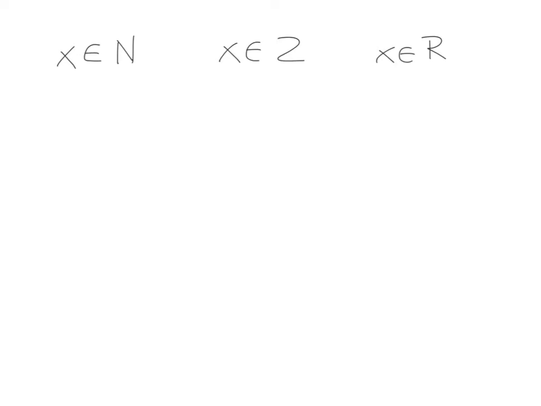You might see x as a natural number, and that means x is an element of the natural number set. X is an element of integers, or x is an element of real numbers, okay? And I'll show you today how to show them on the number line, okay? So let's start with the first one. We have x is an element of natural numbers.